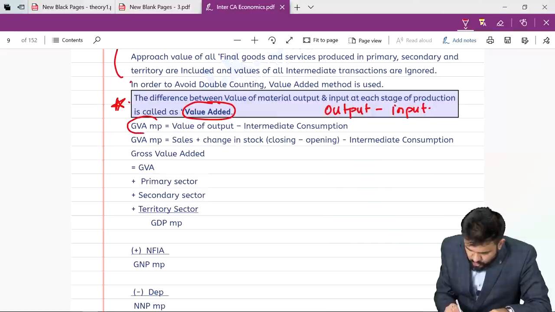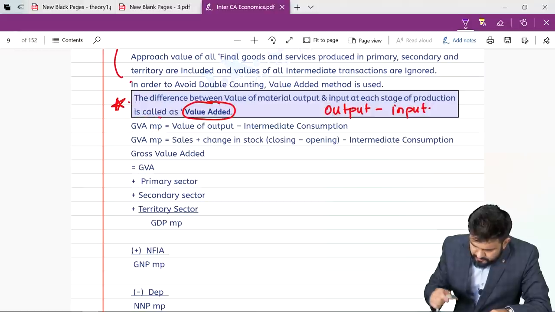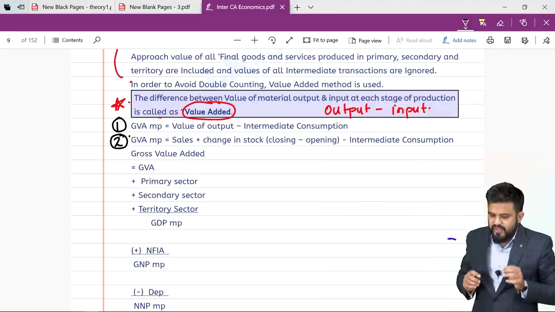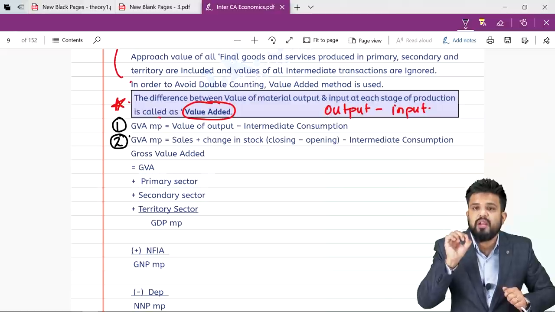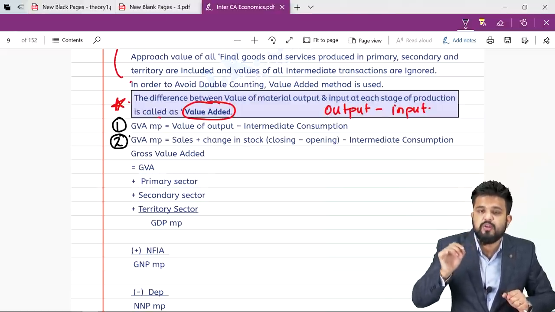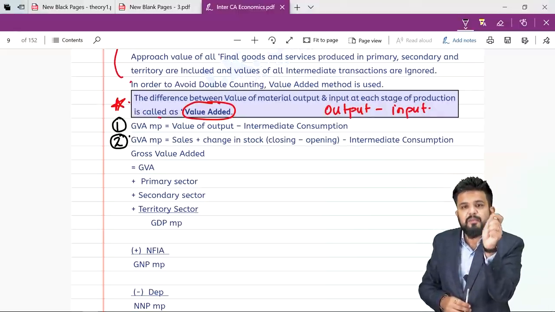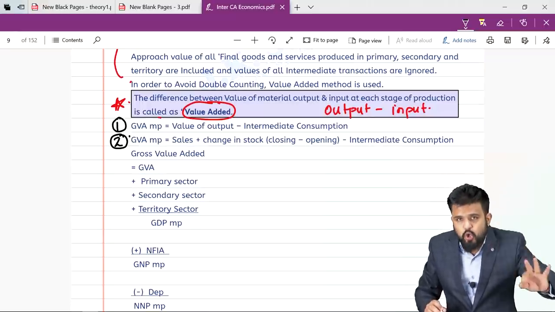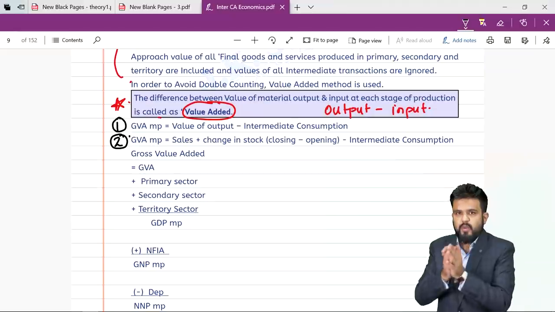Now the language to be used is GVA. So students, just for your understanding, there are two formulas, number one and number two. GVA at market price. Now what is this GVA? Gross value added. The moment you see this word GVA, you will come to know that national income or GDP is calculated using which method? Product method. So gross value added is nothing but gross domestic product. But why do we use GVA? Just to show which method has been used while calculating GDP. Product method is used, because it is gross value added.